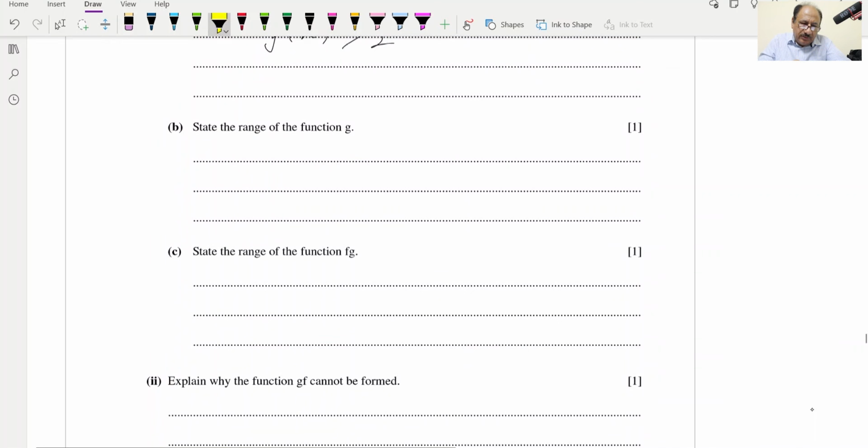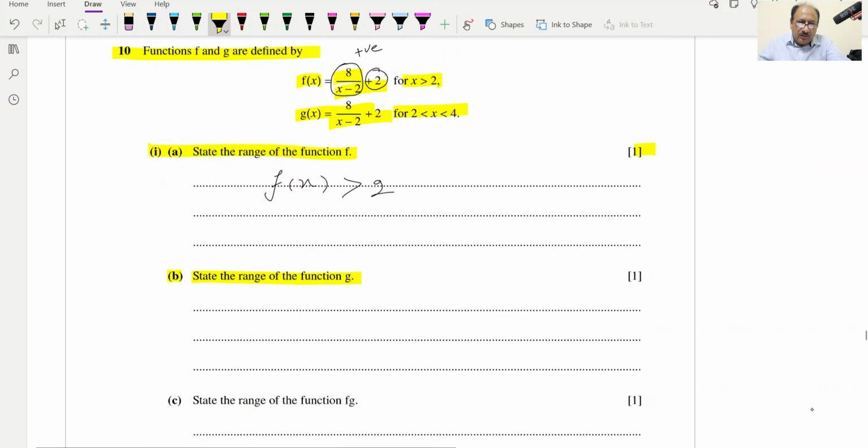Now we can find part b, state the range of the g of x function. If we check g of x, g of x is from 2 to 4. If we replace x with 4, we will get 8 by 2, which is 4, plus 6, so the maximum value can be 6. Minimum value will be 6. So g of x is greater than 6 will be for this one.